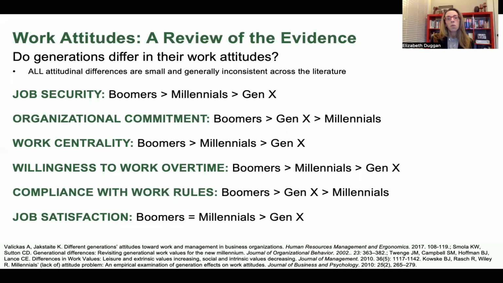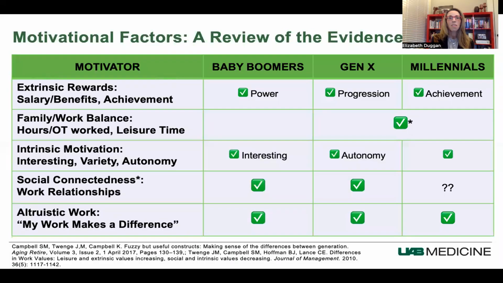High work centrality means that one identifies with their work role and sees work as an important part of their life. Again, boomers appear to attach more importance to the role of work than the subsequent generations. Boomers and millennials appear to be more willing to work overtime than Gen Xers. Again, though, this difference is very small. Boomers are more likely to respect authority and traditional values in the workplace. They express wanting to be compliant with work rules. In contrast, younger generations tend to place less value on traditional work hierarchy and employee conformity. Finally, job satisfaction scores are slightly higher in boomers and millennials than the Gen Xers.